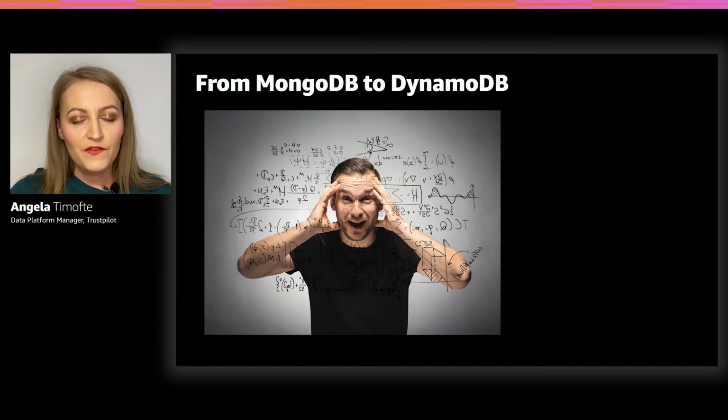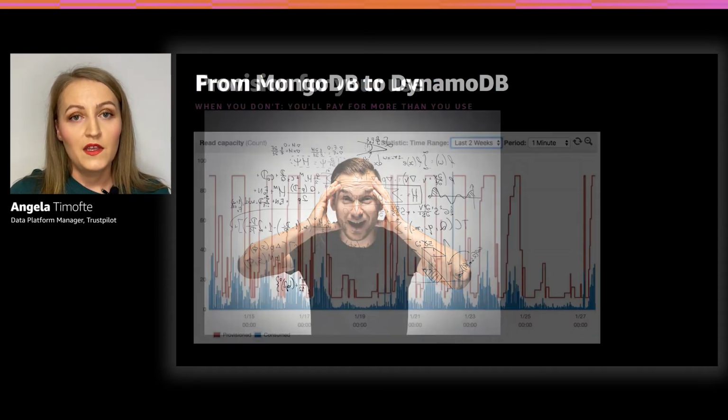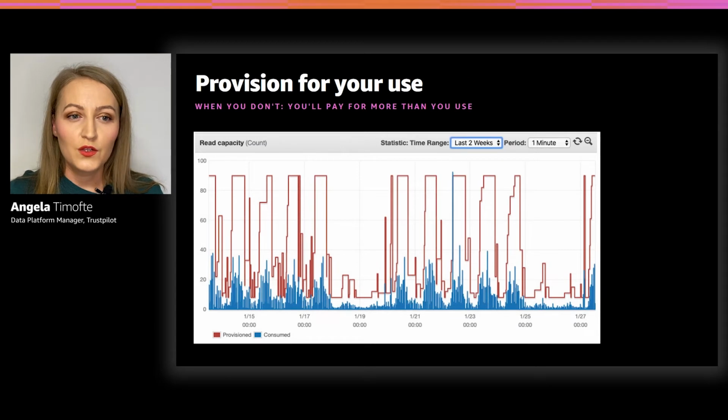So it wasn't that easy for us to adjust to the way DynamoDB works. Now, one of the things we weren't considering and had issues with was how we were provisioning our tables. In the scenario I'm sharing here, you can see that we are provisioning a lot more than we are consuming. And in this case, we end up paying more than we should. And that's not a good use of a serverless database like DynamoDB.